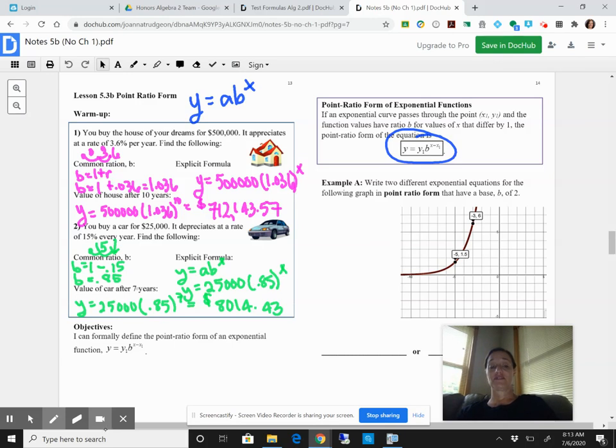Put in for the value after 7 years, put a 7 in for x. Your car will be worth $8,014.43 after 7 years. Again, both these problems, I rounded it to the hundredth because it's like money and we round to the cents, right? So a $25,000 car after 7 years is not worth a whole lot. Even if your car is actually worth $8,000 after 7 years, that's probably pretty good.